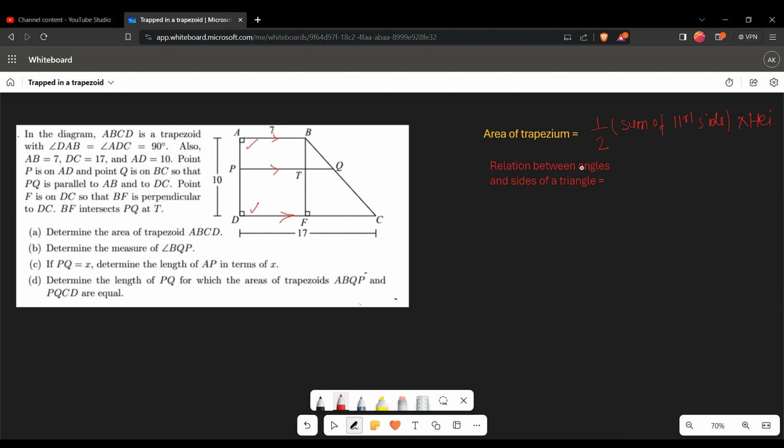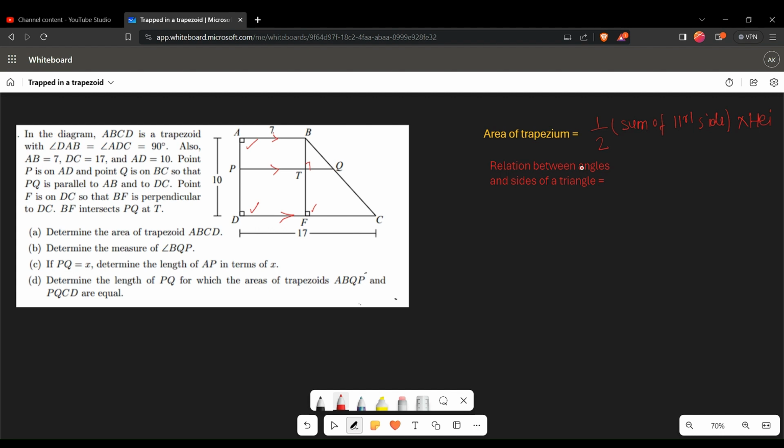So moving on to the next point, point F is on DC so that BF is perpendicular to DC. This is perpendicular, okay, 90 degrees, and BF intersects PQ at T. Okay, this is intersecting. Since AB and PQ are parallel, and we can say that AB and DC are parallel, and since BF is perpendicular, this will also be perpendicular. Means angle BTQ will be 90 degrees.